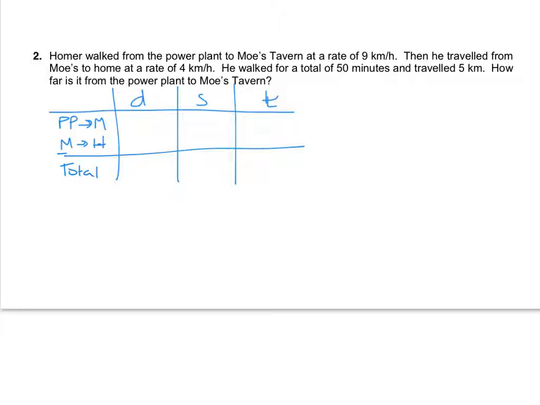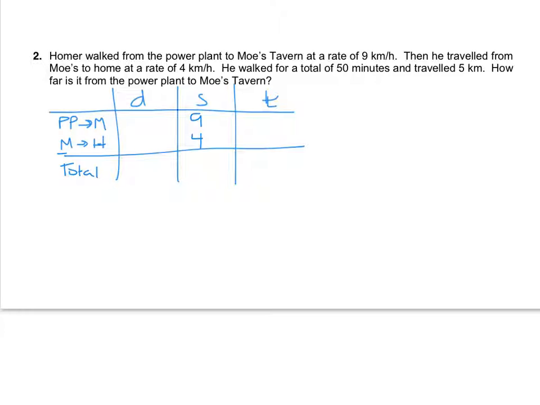So total. So our speed, he's traveling at a rate of 9 kilometers per hour from the power plant to Moe's, so that would be the 9 going in here. And he traveled from Moe's to home at a rate of 4, so that would go here under the speed column. And he walked for a total of 50 minutes.